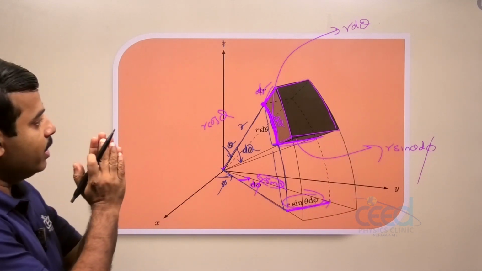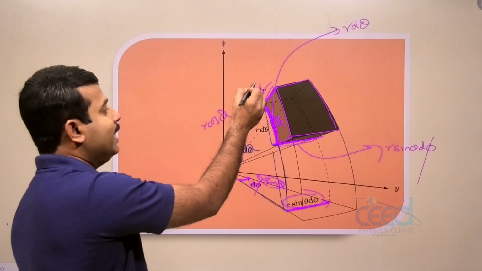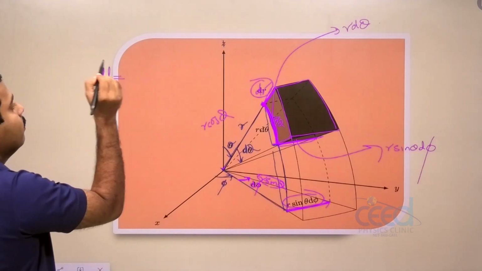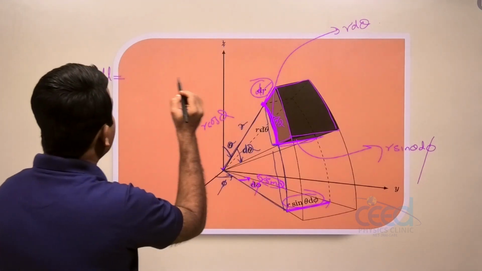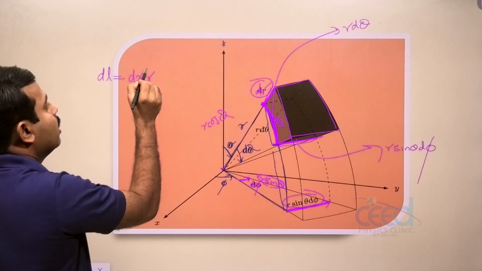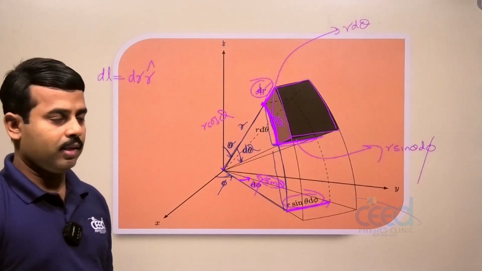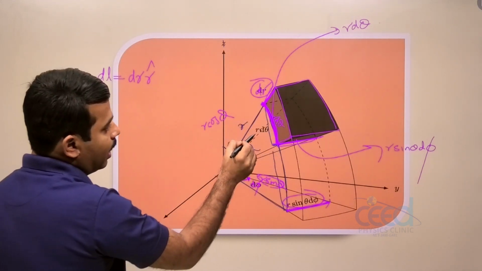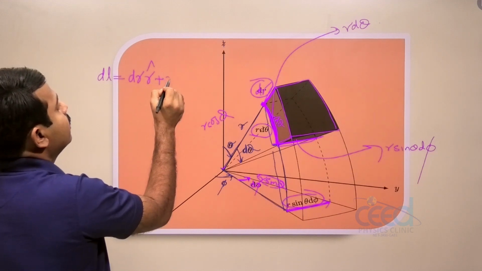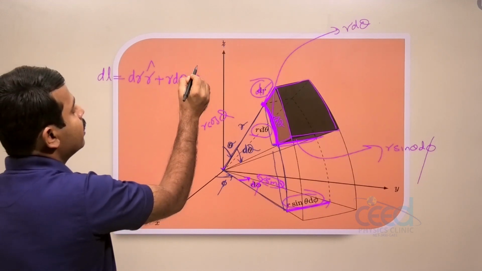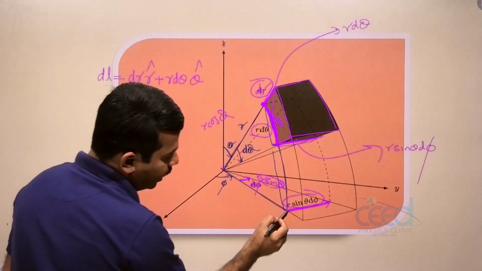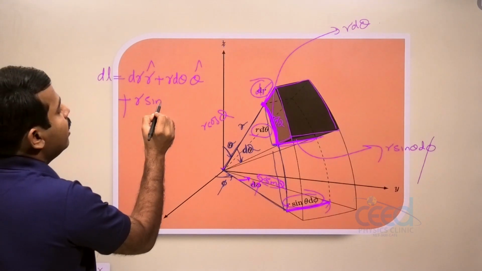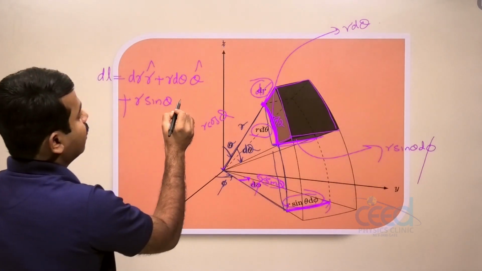Now let us find out the incremental parameters. The small length dl is equal to dr in the direction of r cap. In the direction of theta I increased r d theta, so r d theta theta cap. And in the direction of phi I increased r sin theta d phi.